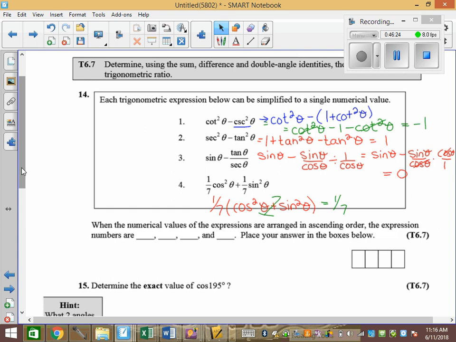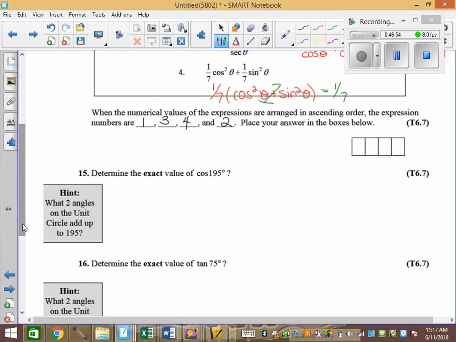Some of you were trying to write the answers in the boxes. There's negative answers and fractions. You can't write them in the boxes. So you have to write the numerical values of the expressions. So in ascending order. So we start off with -1, which is actually 1. Then we go to 0, which is 3. Then we go to 1/7, which is 4. We go to 1, which is 2.